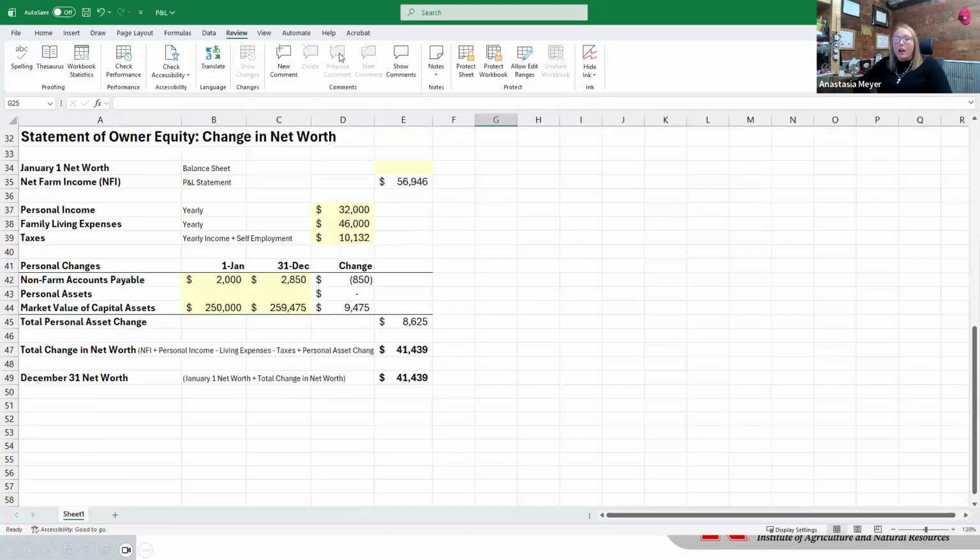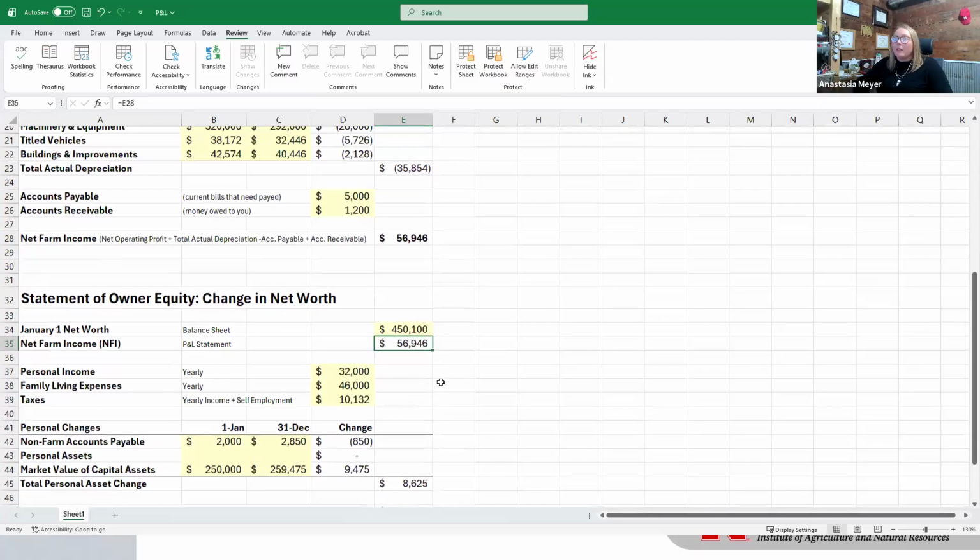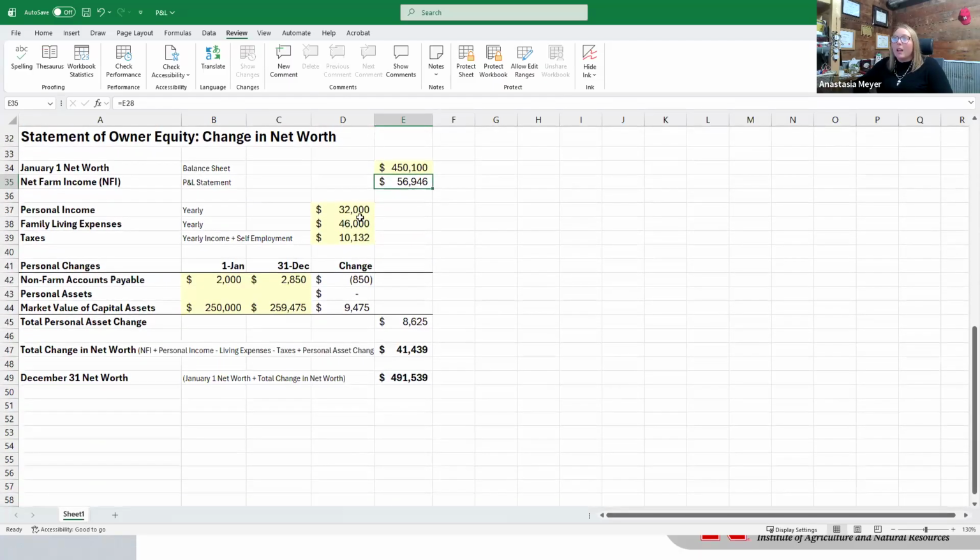So here we said that our net worth was $450,100. This carried down from the cell up here. We just carried it down. I already went ahead and entered in this data.